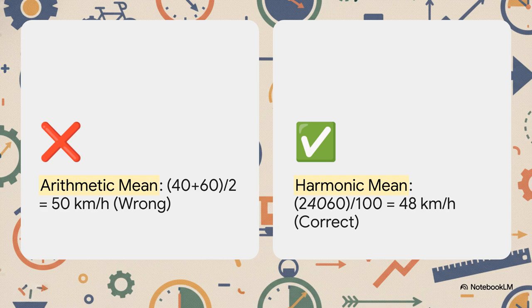You multiply 2 times the first speed times the second speed, and then divide by their sum. So 2 times 40 times 60 is 4,800. Divide that by 100, and boom, you get exactly 48 kilometers per hour. Seriously, lock this formula into your brain.